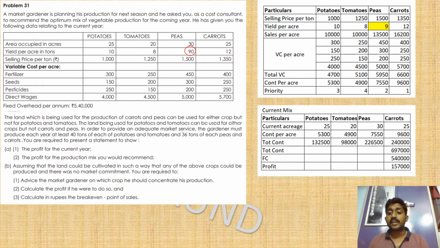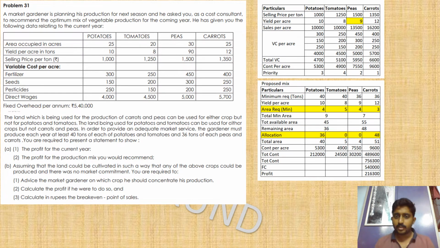Now we have to find our proposal. What can we propose? Before we propose, we have to see whether the farmer has any commitment, meaning a minimum quantity of each vegetable he has to produce. That is the first step, and it is given in the question. Potato 40 ton he has to produce, even though the priority is less. Tomato also 40 ton, peas 36 ton, and carrot 36 tons.